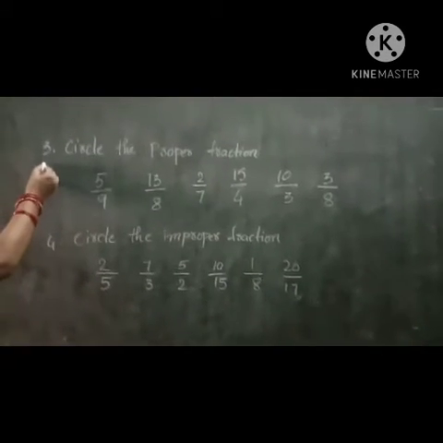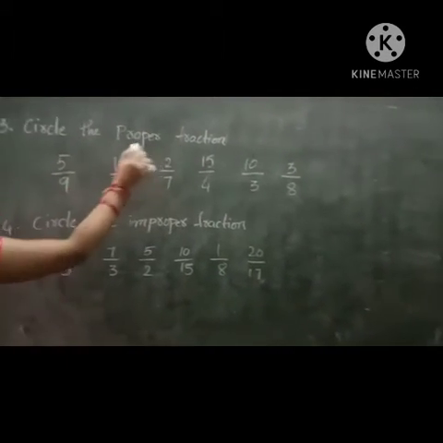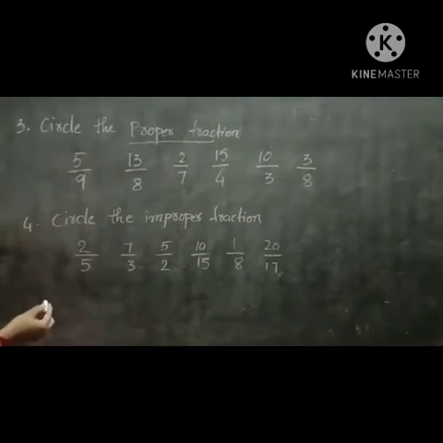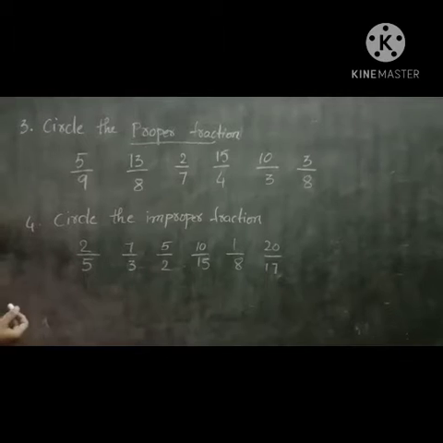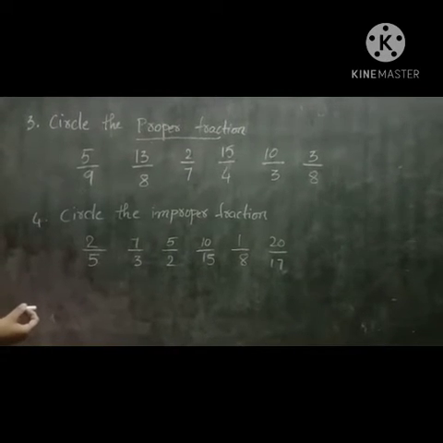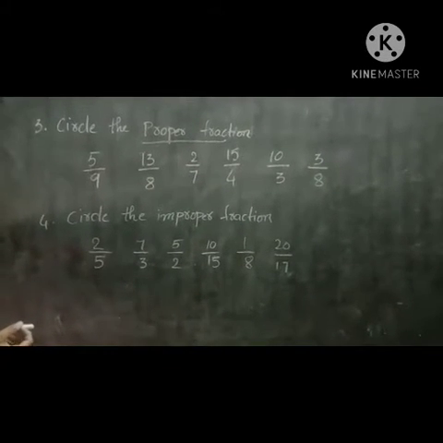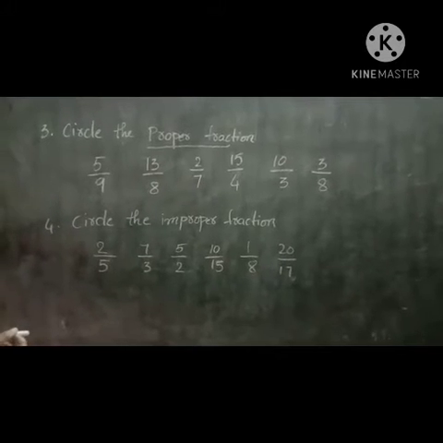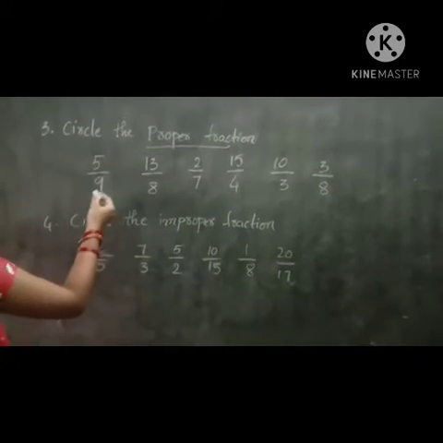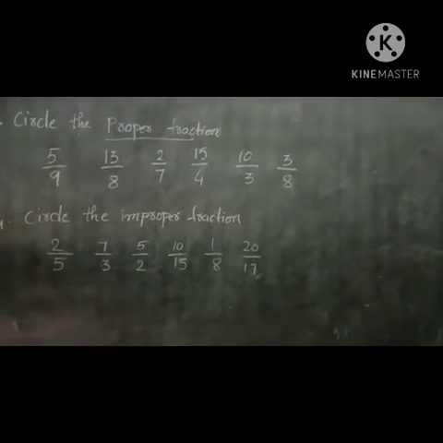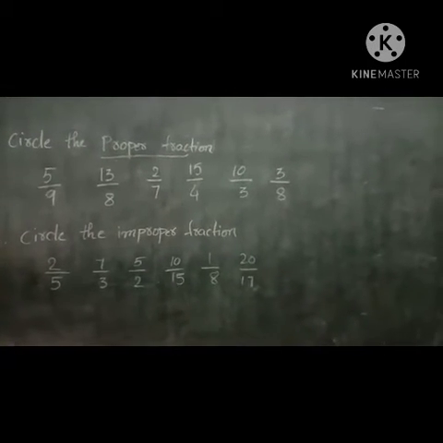Now see the third one. Circle the proper fraction. What is meant by proper fraction, children? Tell, the proper fraction is a fraction in which the numerator is lesser than the denominator. Okay? Numerator is lesser than the denominator. Among these numbers, which is the proper fraction? Tell, children, which is the proper fraction?